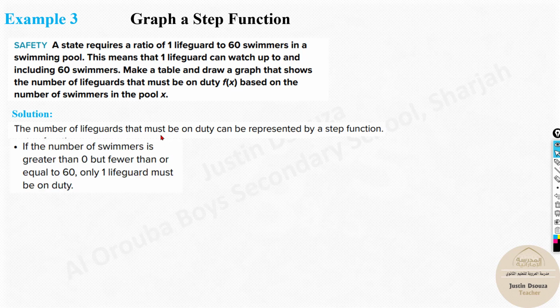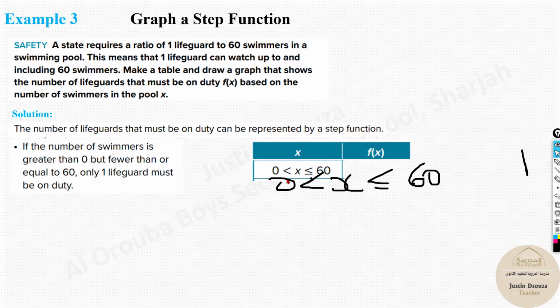We must just see, understand one of it. If the number of swimmers is greater than 0, X must be greater than 0. The bigger sign is facing X, so X is greater than 0. But the fewer than means less than or equal to 60. There is how much? One lifeguard. So what if it's more? See, this is the first equation. X is greater than 0 but less than or equal to 60. It's one lifeguard.